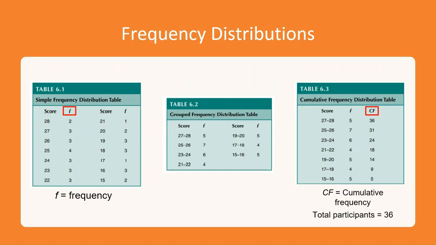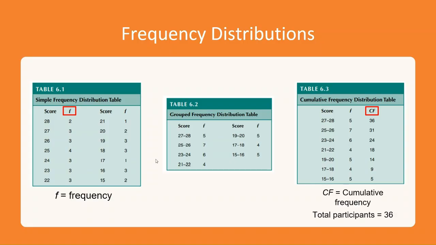So first, let's talk about frequency distribution. Frequency distribution shows how many times each value in a data set appears. In a frequency table, you'll often see an F column, which stands for the frequency of each value. A simple frequency distribution lists individual scores along with how many times each one occurs. So it's great when you have just a few distinct values, right? But if there are a lot of different scores, it can get very messy.